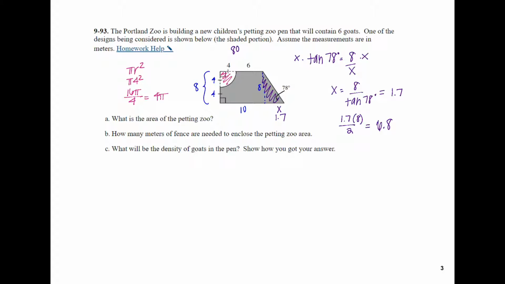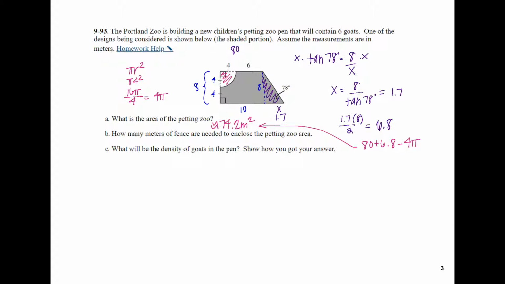So we have 80 plus 6.8 minus 4 pi is approximately 74.2 meters squared.